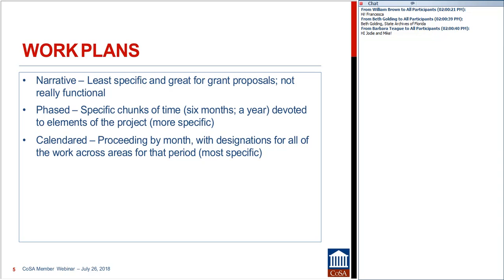The next most specific one is what I like to refer to as a phased work plan, and that is one that says that we've decided that the work for this project logically falls into a certain number of categories that can be sequenced or roughly sequenced chronologically.